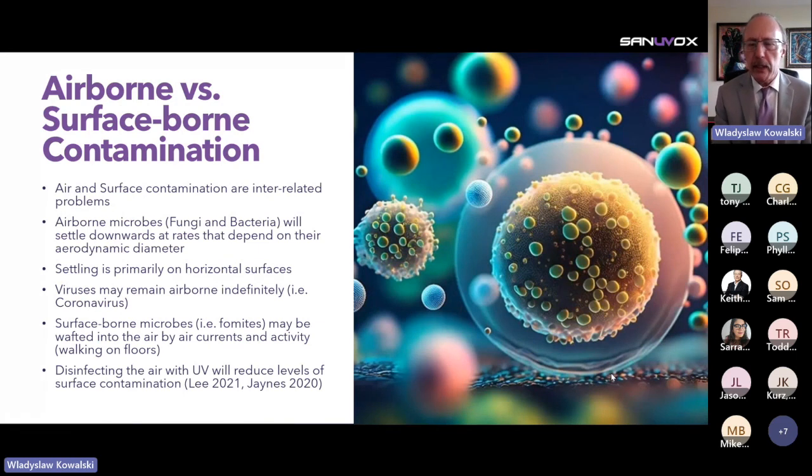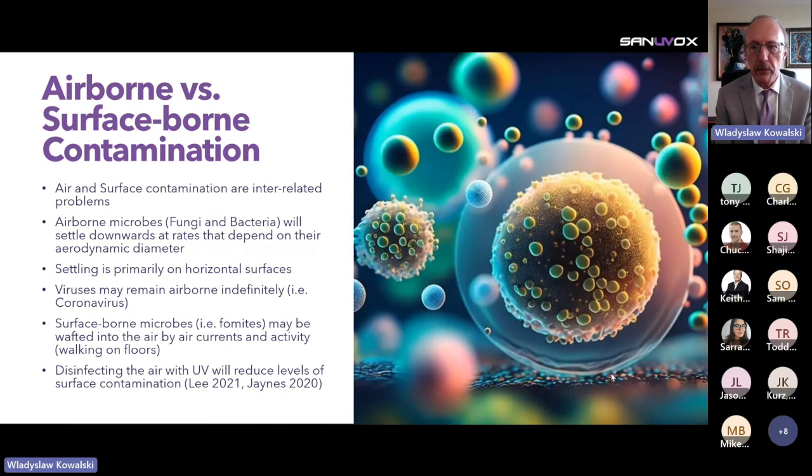We can have airborne and surface-borne contamination in buildings, and they are interrelated problems. Airborne microbes, particularly the large fungi and bacteria, will tend to settle downwards at rates that depend on their aerodynamic diameter. The settling will primarily be on horizontal surfaces, although there can be some attraction to the vertical surfaces as well. Viruses, depending on their size, can remain airborne almost indefinitely. The classic example is now SARS coronavirus.